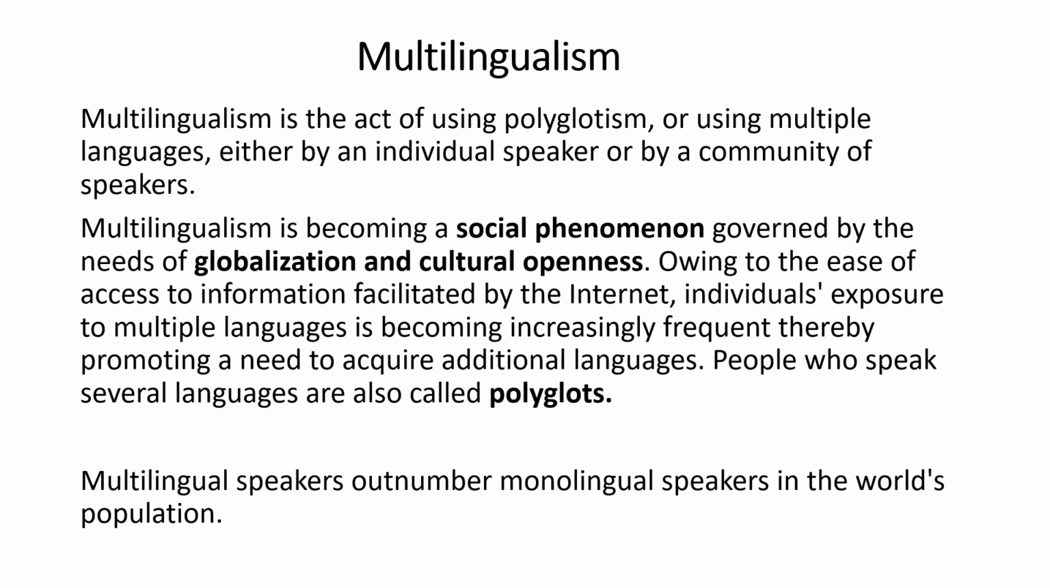Multilingualism is the act of using polyglotism. What does polyglotism mean? Usage of multiple languages. So multilingualism is the act of using polyglotism, or using multiple languages, either by an individual speaker or by a community of speakers.